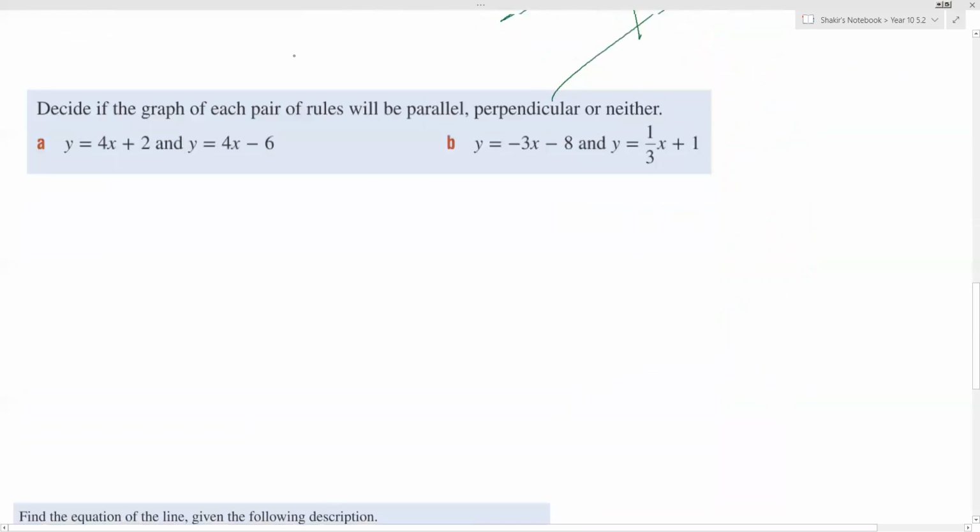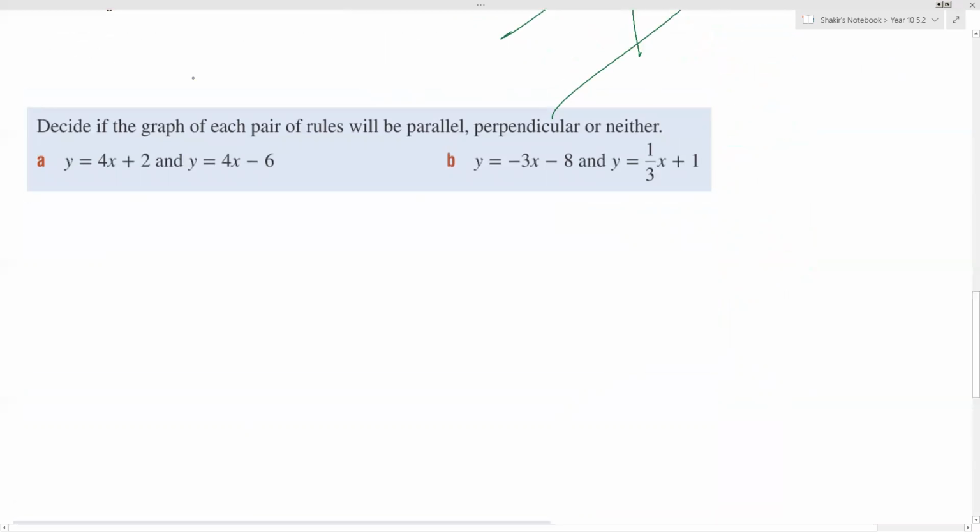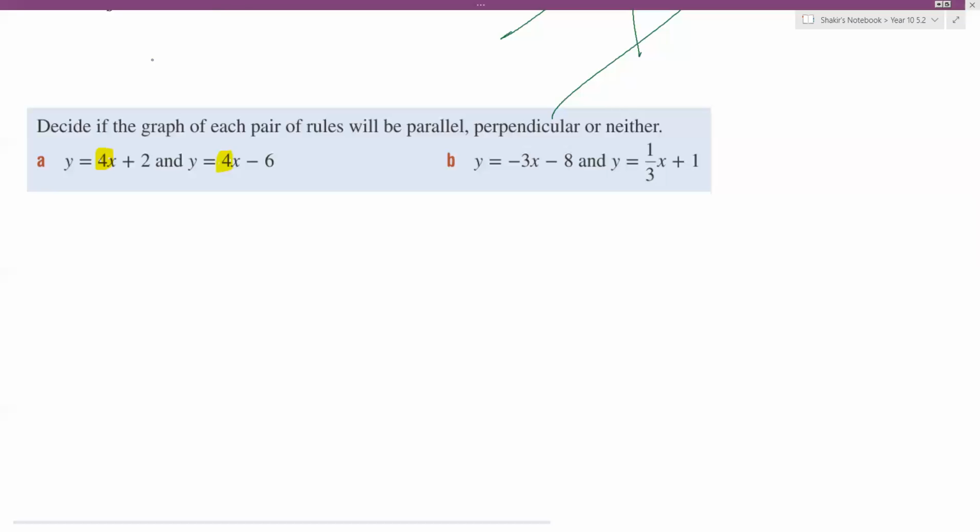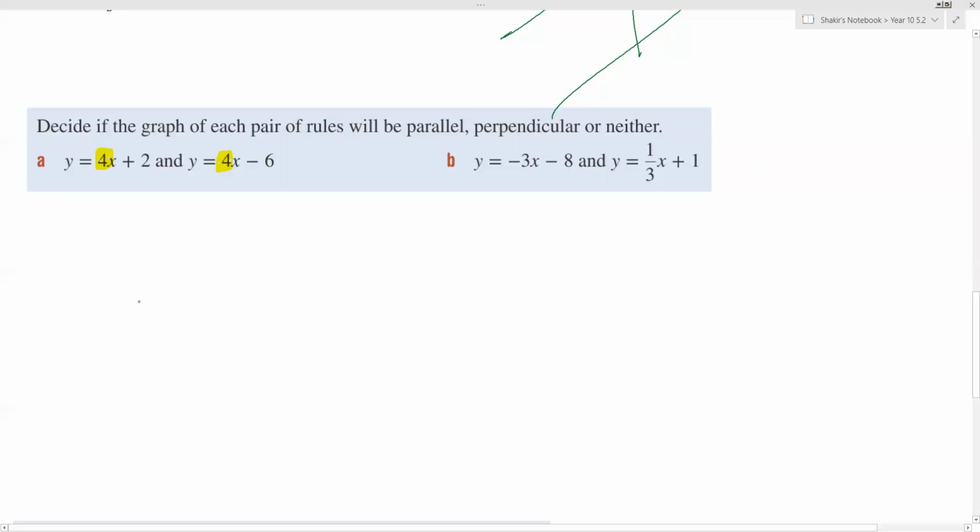All right, so let's look at this. Decide if the graph of each pair of rules will be parallel, perpendicular, or neither. We have y equals 4x plus 2, and y equals 4x minus 6. The only thing we're going to look at is the m value. Here, the m values are the same, and when the m values are the same, the gradient is the same, so it's parallel lines. These lines are parallel because their gradients are the same. They both have a gradient of 4, and therefore they're parallel.